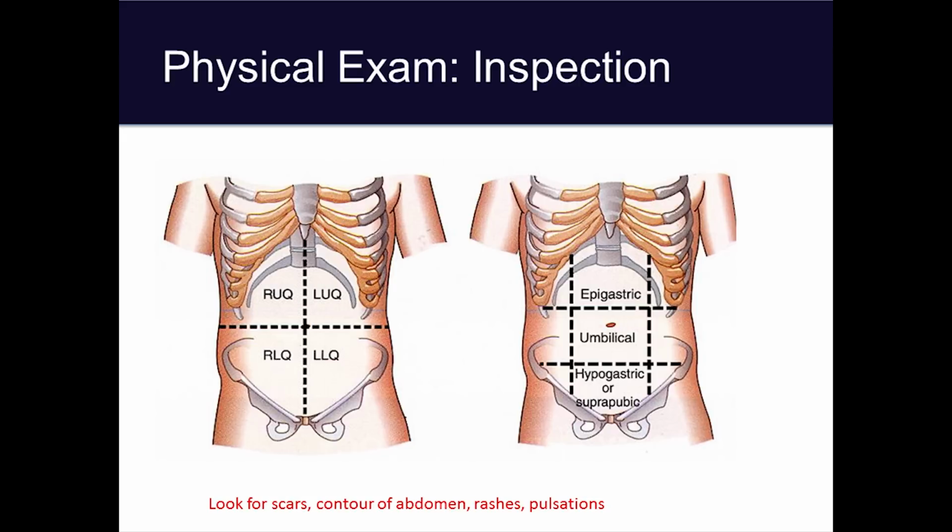You also want to look for rashes or abnormal skin lesions and any abnormal pulsations in the abdomen. The abdomen is typically broken up into 4 quadrants: right upper quadrant, right lower quadrant, left upper quadrant, and left lower quadrant. You can also divide the center of the abdomen up into 3 additional categories, the most upper being the epigastric area, the center being the umbilical area, and the lower center portion being the hypogastric or suprapubic area.